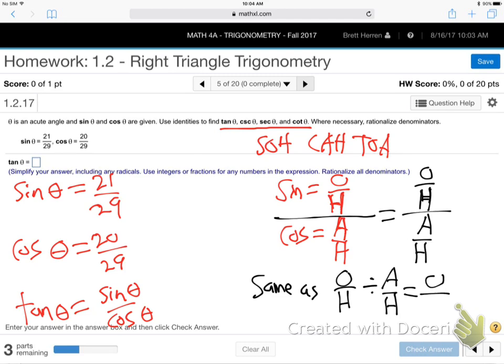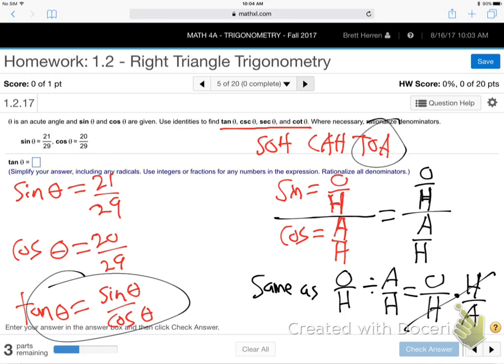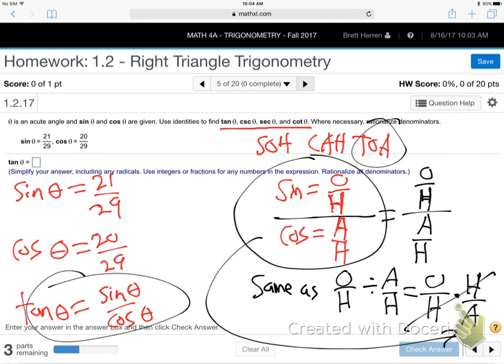I'm just proving to you that this is really true. You don't have to do all this, but I don't want to give it to you blindly. I want to show you that it's really true. H over A, so I flip the one on the right, and then what will happen? Boom. See what we got? O over A. What's O over A? Tangent. See how I just proved that sine over cosine really is just O over A, or tangent? You see, that's what we call a proof. I just proved it's true.